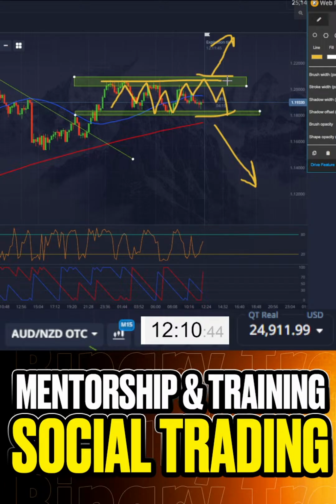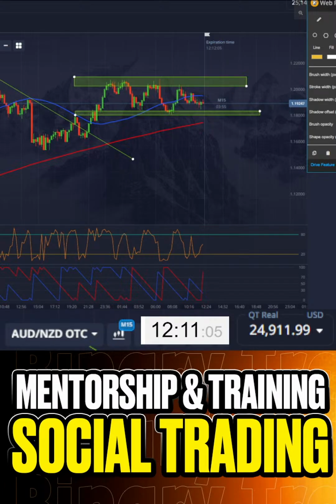Like I've told you, this is a range. Range is not good. It's not good because the range is just a sideways market movement. That's all. Nothing more, nothing less. It's not a good situation to trade. You just need to miss it. Pass it. Okay.